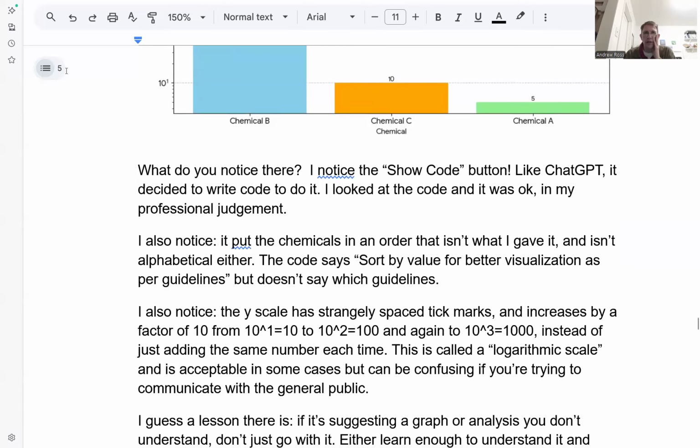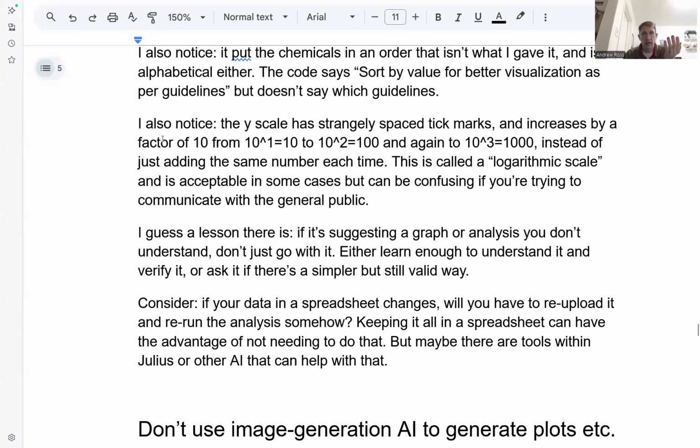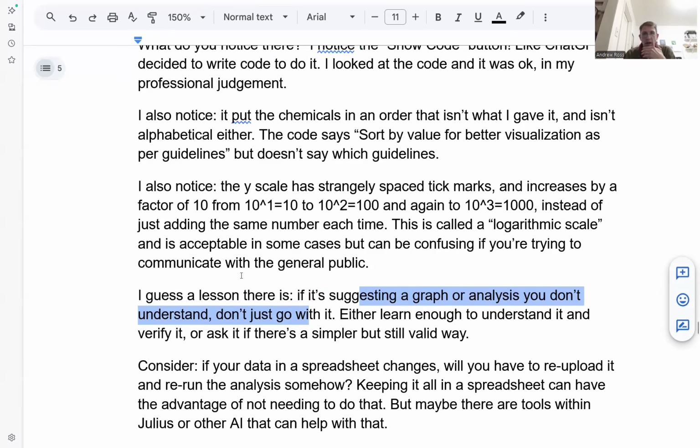It's okay. It's called a logarithmic scale, and it's acceptable in some cases, especially among people trained in STEM already, but it can be confusing if you're trying to communicate with the general public. So we got to watch out for that. General lesson being, if it's suggesting a graph or analysis you don't understand, don't just go with it. Either learn enough to understand it and verify it and explain it maybe to other people, or ask it if there's a simpler but still valid way.